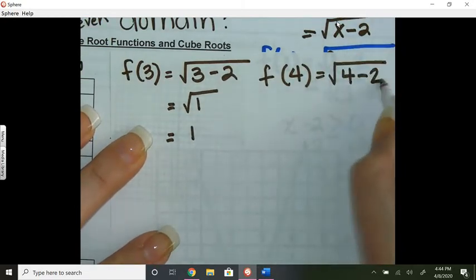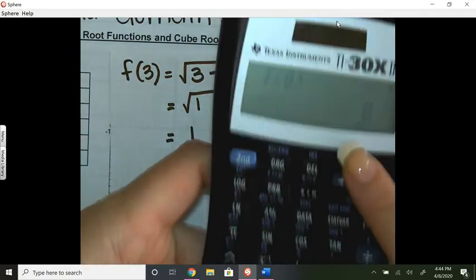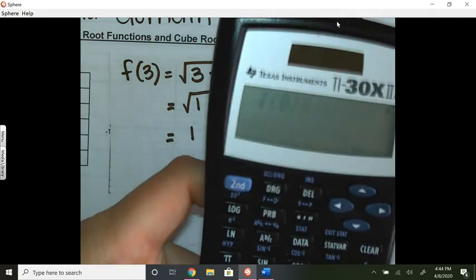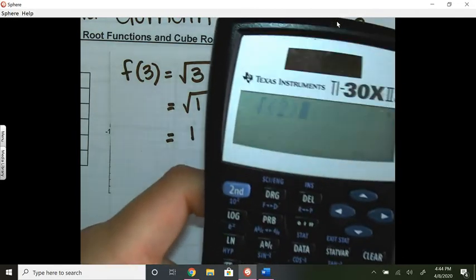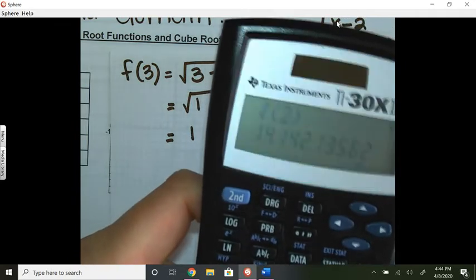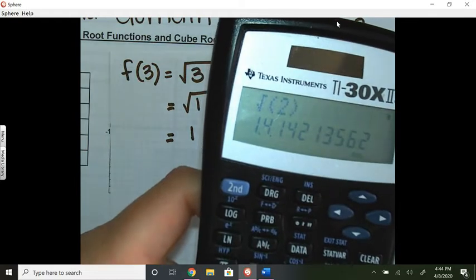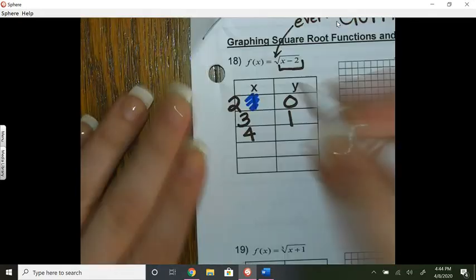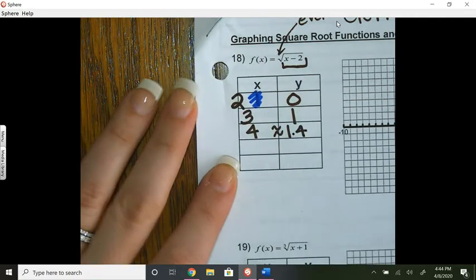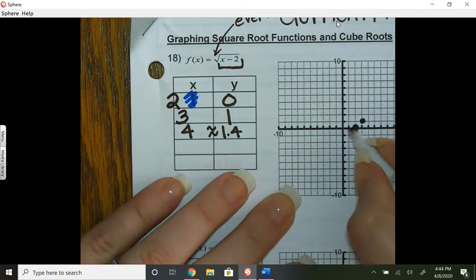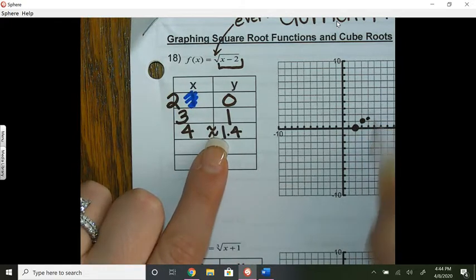4 minus 2, and that's 2. And then the square root of 2 is a decimal. Square root of 2 is going to be 1.414, all those numbers, so it's about 1.4. So I'm going to go ahead and put that it's about 1.4. Plug in 4. So I'm going to go to 1, 2, 3, 4, and I'm going to go up 1 and almost halfway, so about right there.